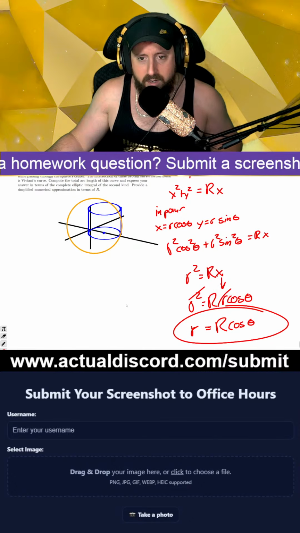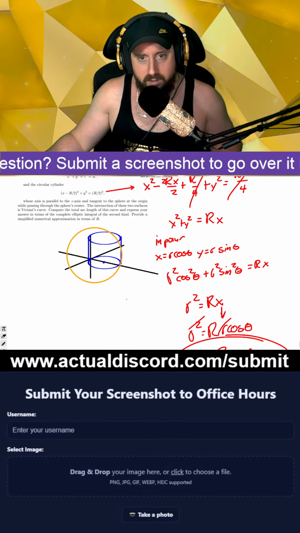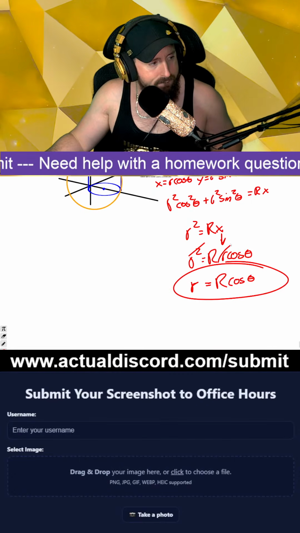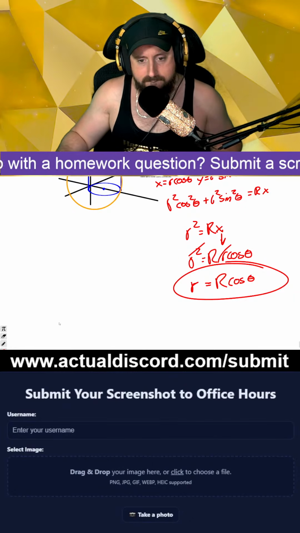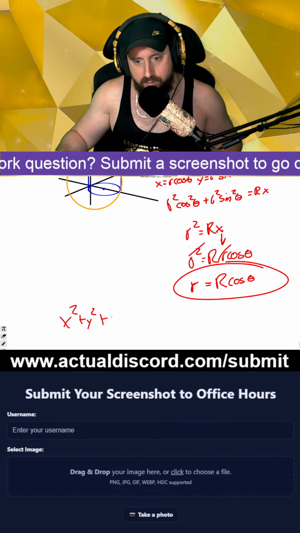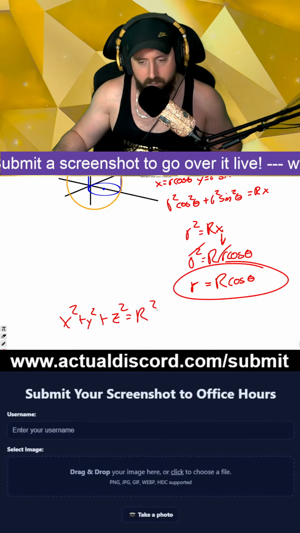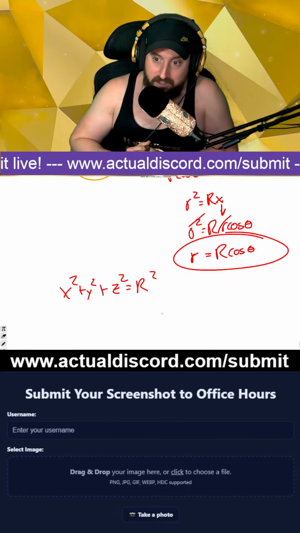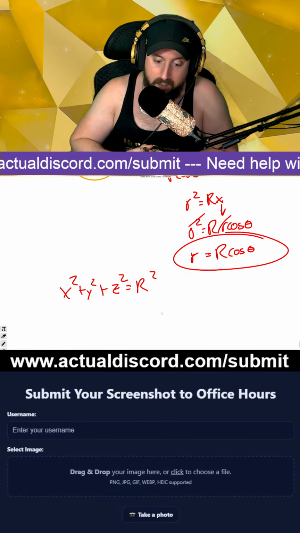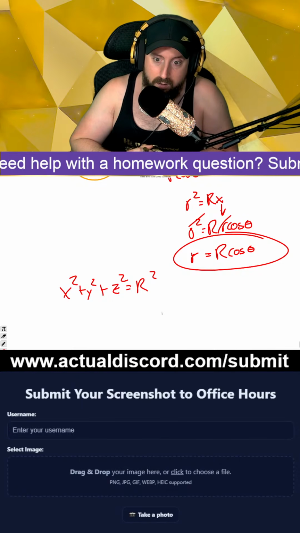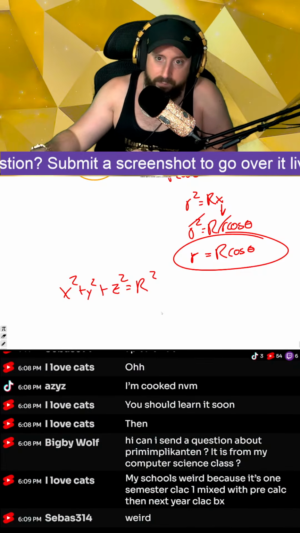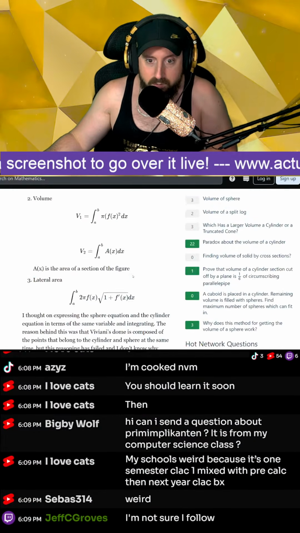Okay. So now I need a parameterization of the intersection here, right? Because I mean, this just tells me x squared plus y squared plus z squared is equal to r squared, right? How do we parameterize the intersection of these two things? Let me see what the other guy was doing on Stack Exchange.